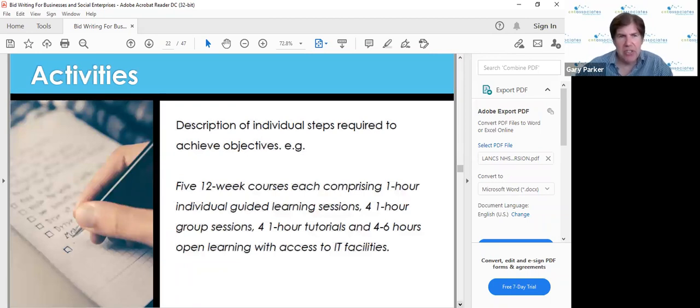And then you need to look at activities. These are descriptions of individual steps required to achieve objectives. So I've given one here, in relation to a training course: 5 12-week courses, each comprising 1 hour of individual guided learning sessions, 1 hour group sessions, or 1 hour tutorials, etc. So you put in your activities, whatever they are.